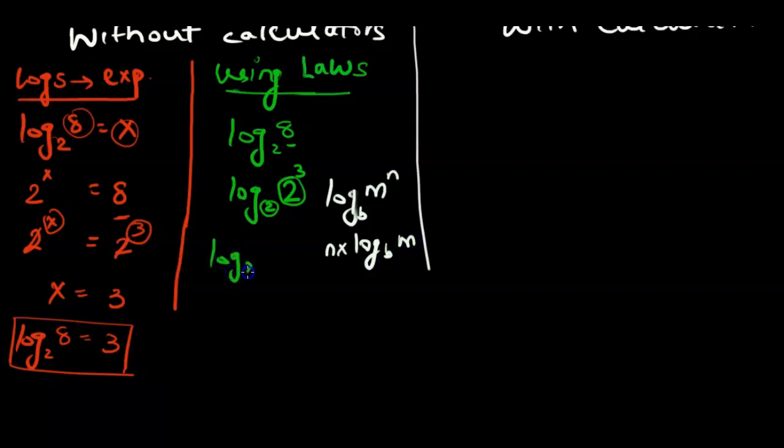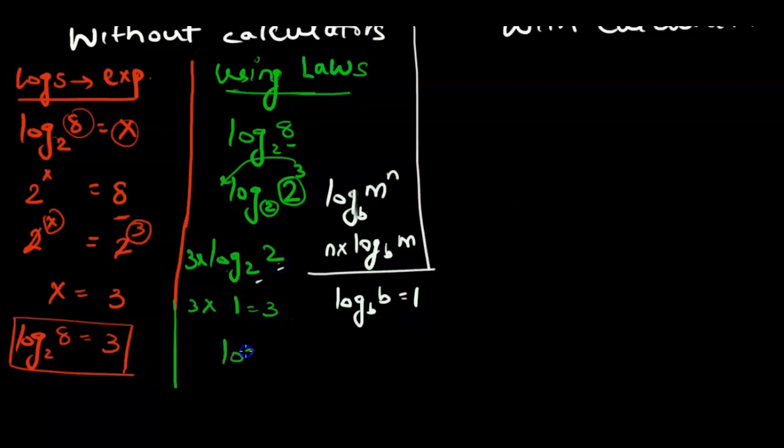Log to the base 2 of 2, this 3 is taken out and multiplied with this whole thing. Then there is another law, which says that if you have log to the base b of b, so if this was not m but b, or if this number and this number were the same, as we see here, then this can be written as 1. If we apply the same rule here, log to the base 2 of 2 is 1. 3 times 1 gives us 3. Therefore, the final answer is log to the base 2 of 8 is 3.